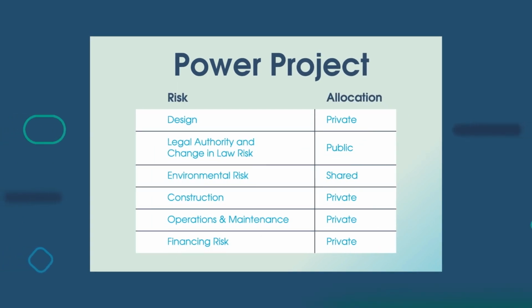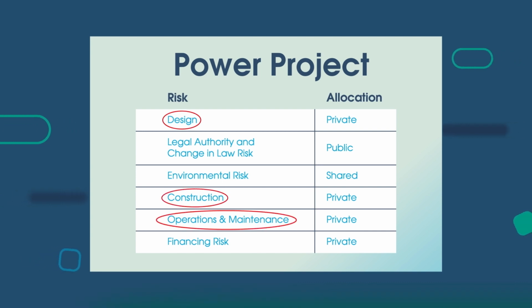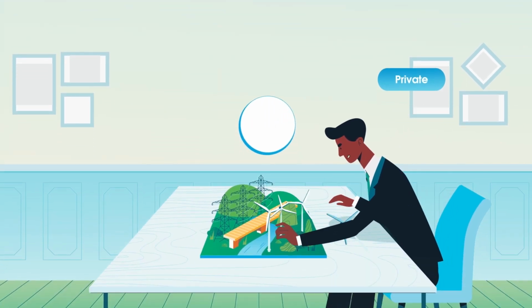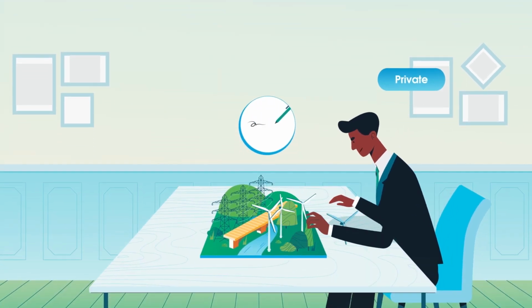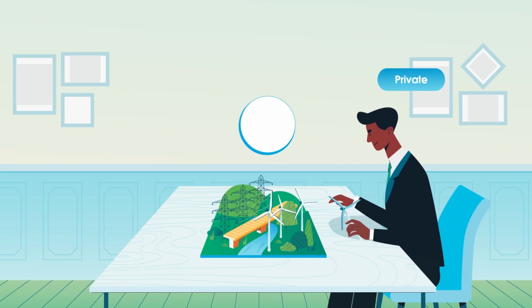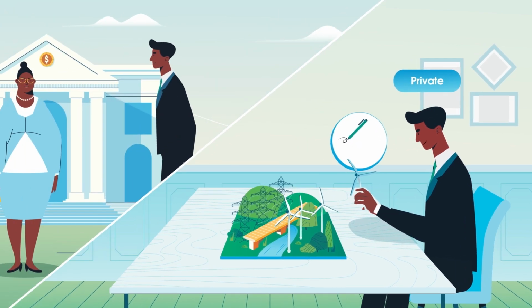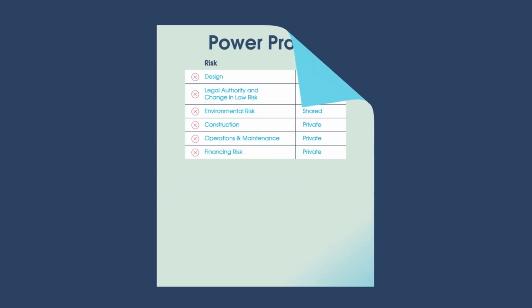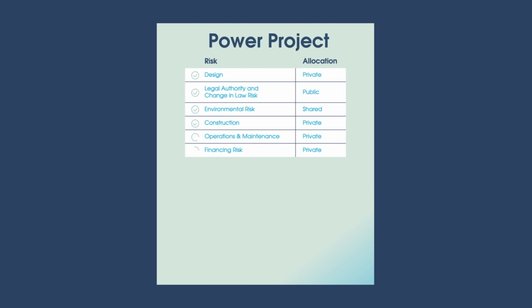The private partner is best suited to design, construct, operate, and maintain a project that meets the performance specifications and legal requirements established by the government, while allowing for innovation and efficiency aligned with industry best practices. The private partner is also responsible for securing the necessary financing required to build and operate the project.